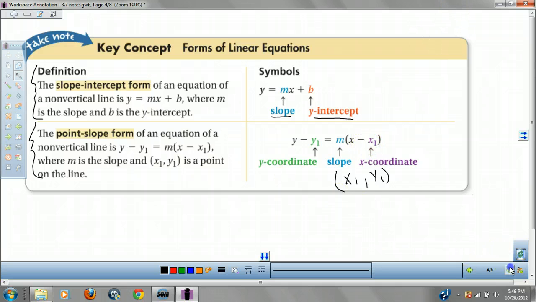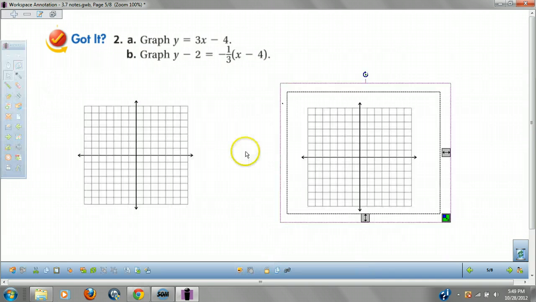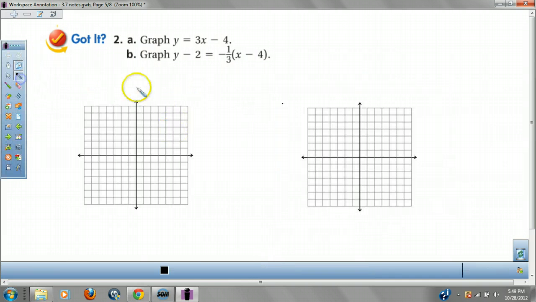Capiche? Capiche. So let's look at two ways to graph these guys. Okay? I guess let's graph these beasts. I'm going to pause for a second. Look at that math magic. We got two pieces of graph paper here now.